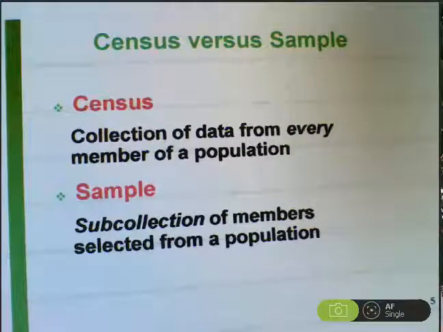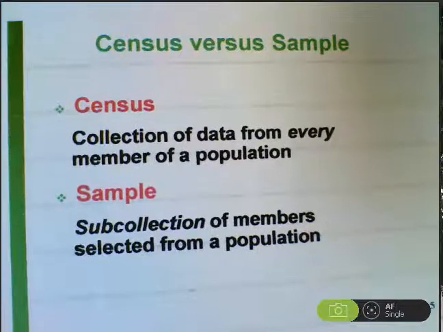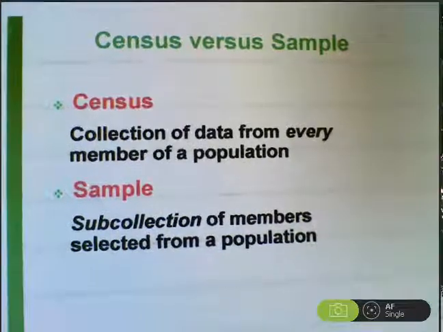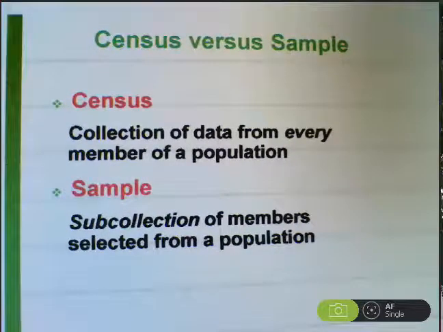These two sections really have a lot of terminology that are key to the rest of the course. It might be a good idea to make some flashcards or a study guide to learn this terminology, but these are the words that we'll be using the entire rest of the semester. A census is a collection of data from every member of a population, whereas a sample is a sub-collection of members selected from a population. Very often we can't take a census because we can't contact every member of the population. That's why we use samples to make predictions about the population.